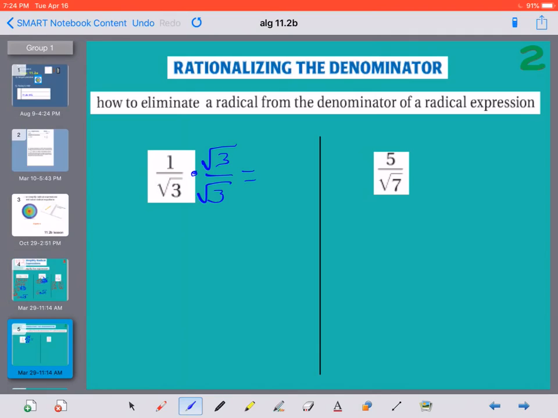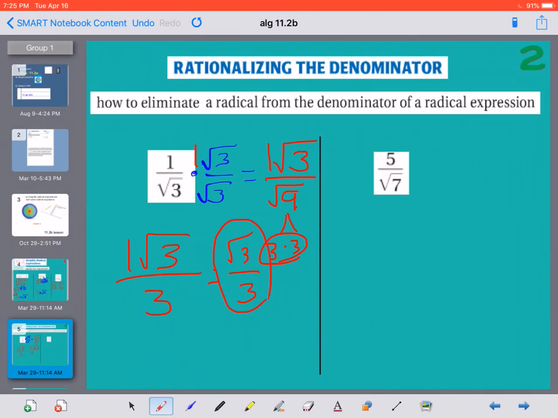So if we do that, this is actually a 1 times the square root of 3. 1 times 1 is going to give us 1 times the square root of 3. Square root of 3 times the square root of 3 is going to give us the square root of 9. Now that can be simplified to 3 times 3. So that's our pair. Our answer is going to be 1 times the square root of 3 over 3. If we wanted to write it as just the square root of 3 over 3, we could, because we don't need that 1 out there if we don't want it.